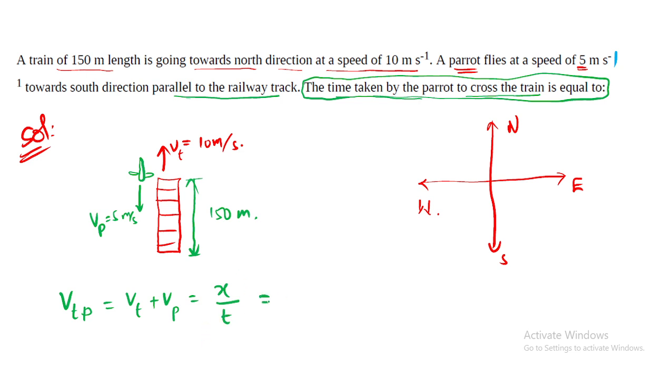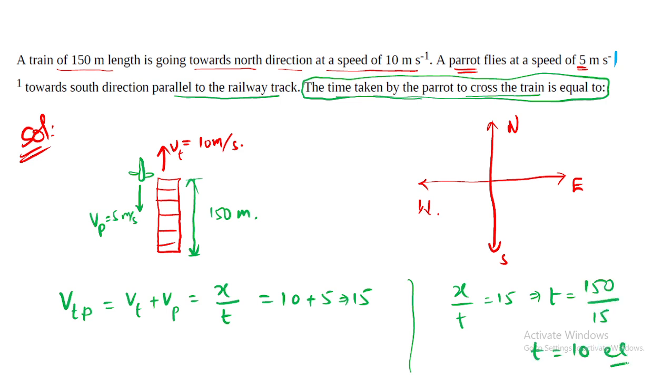So now Vt and Vp value is how much here? 10 plus 5. It will be 15. X by t is equal to 15. Or else t is equal to 150 divided by 15. Total answer is 10 seconds. Got it? So that sort of question they can ask you.